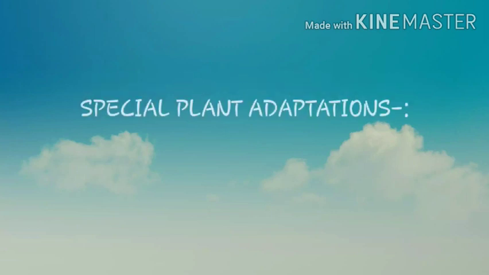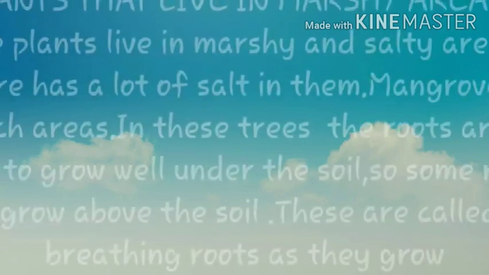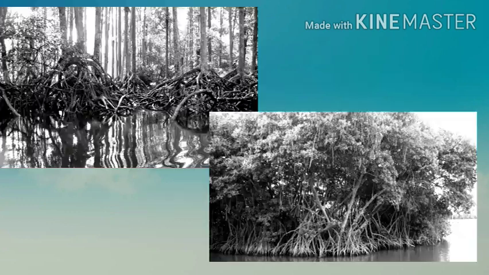Now, next, special plant adaptation. Some plants show special adaptation. Let us see. Plants that live in marshy areas. Some plants live in marshy and salty areas. The soil here has a lot of salt in it. Mangroves grow in such areas. In these trees, the roots are not able to grow well under the soil, so some roots grow above the soil. These are called breathing roots because they grow outside to breathe in air properly.